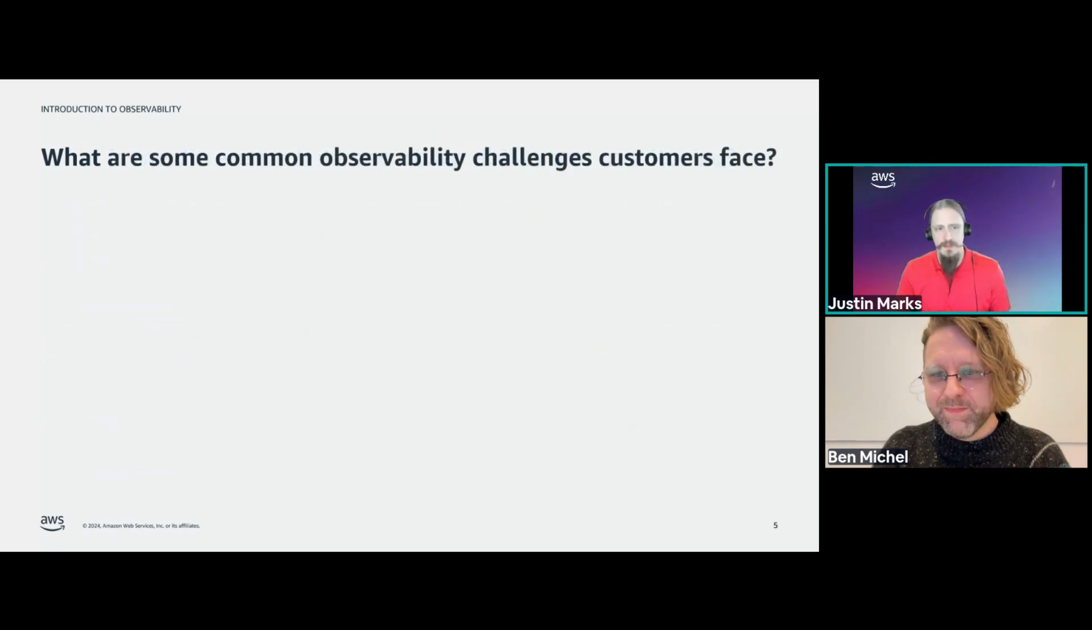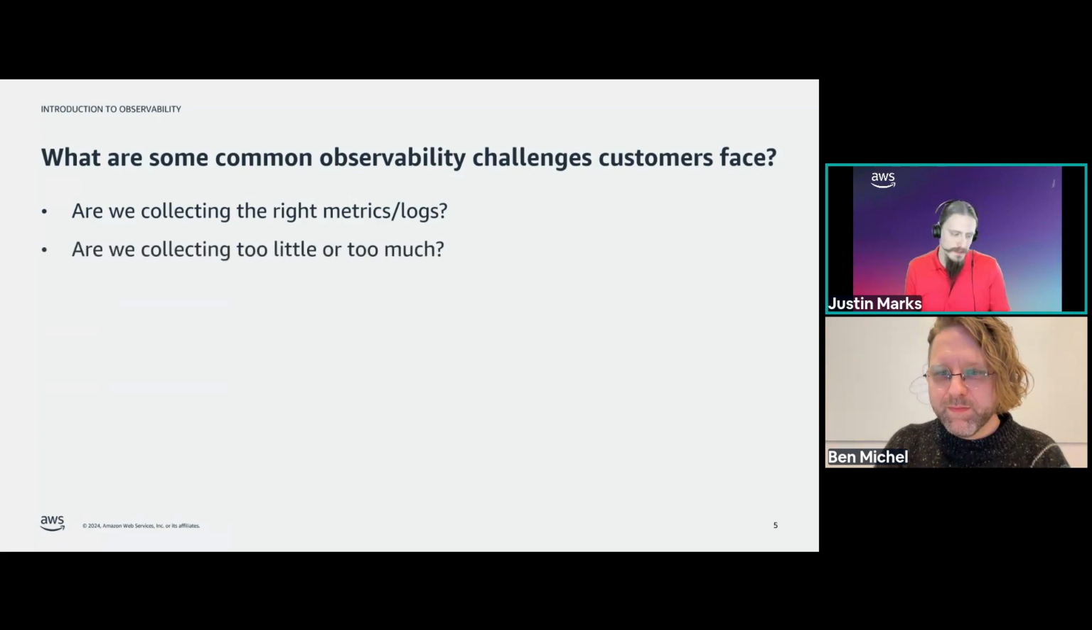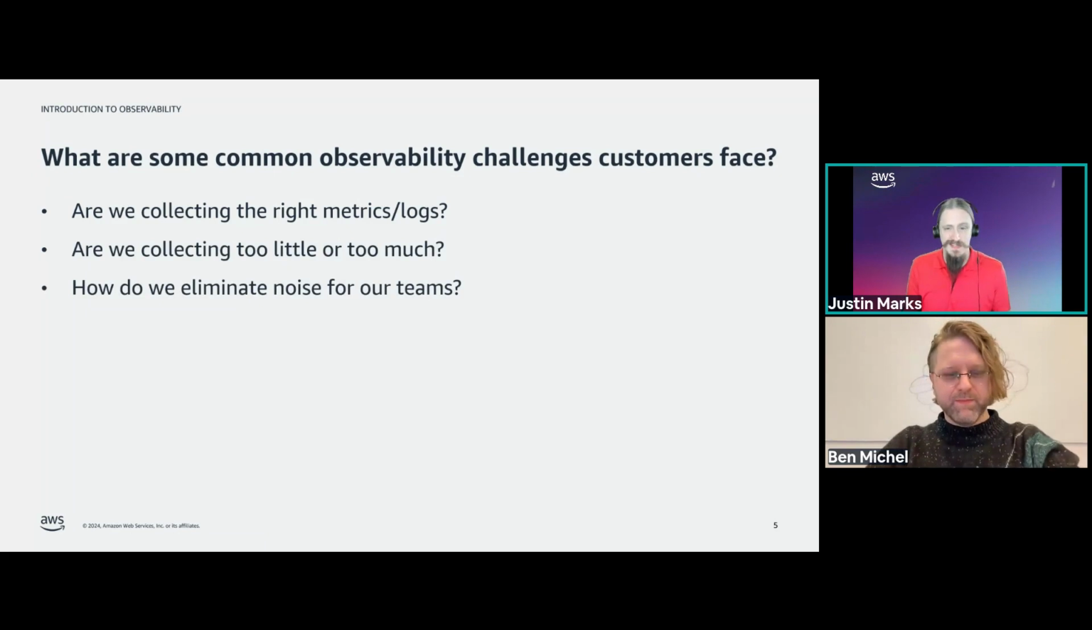And let's talk about some of the problems. Some common issues that teams face given the infrastructure that they run and the delivery of services: are they collecting the right stuff? Are we even collecting the right metrics or logs? Are we collecting too little or too much? How do we make sense of noise? How do we eliminate false positives, eliminate false negatives, and really get to that actionable signal?